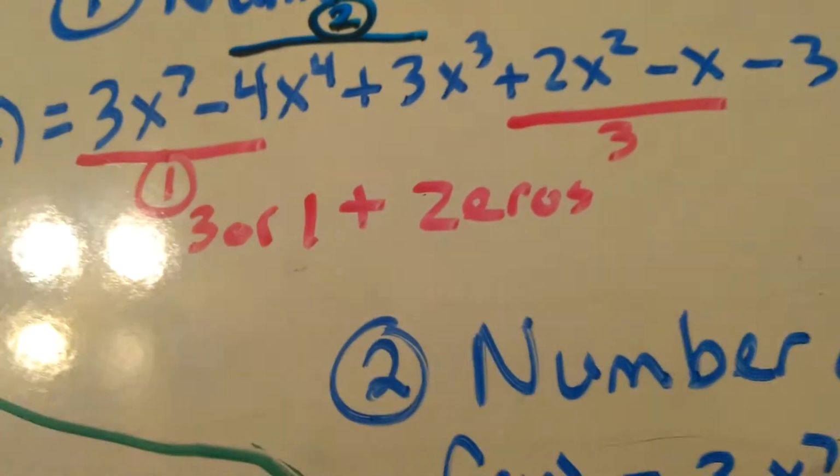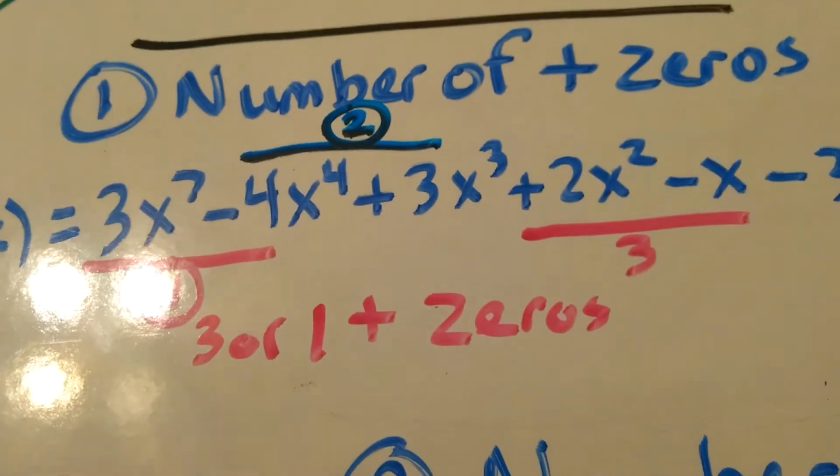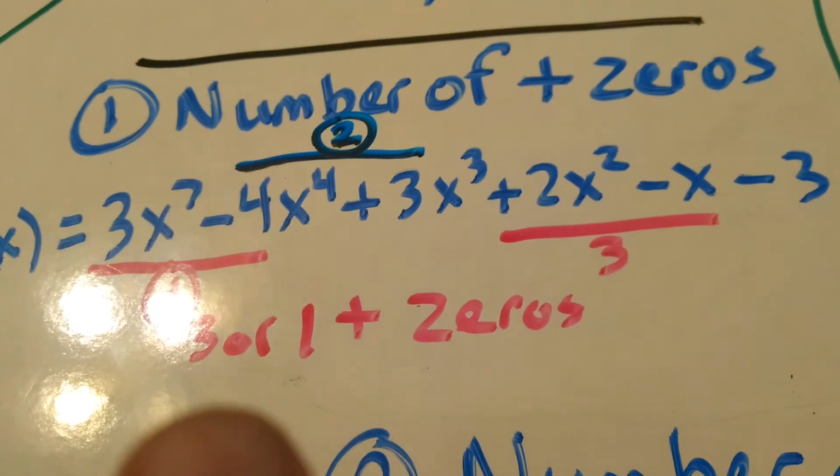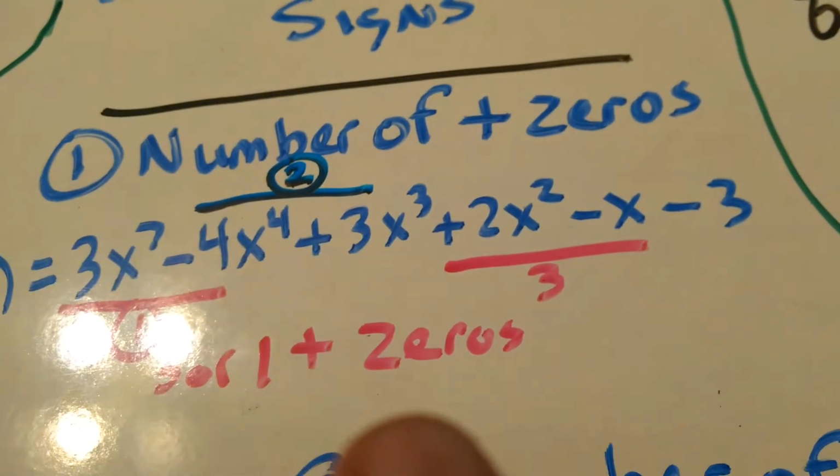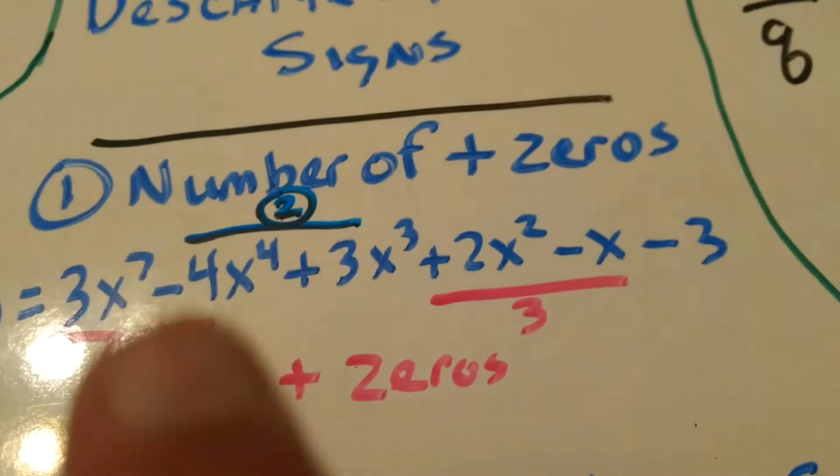And depending on how many zeros you have, like if I had 5, then it would be 5, 3, or 1. If I had 7, it would be 7, 5, 3, or 1.